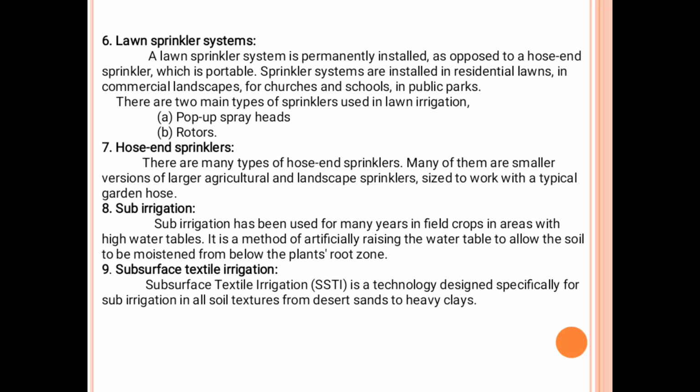Sub-irrigation has been used for many years in the field in areas with higher water tables. It is the method of artificially raising the water table to allow the soil to be moistened from below, as in subsurface textile irrigation.